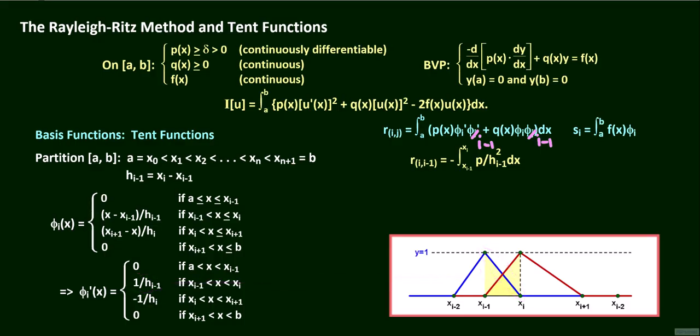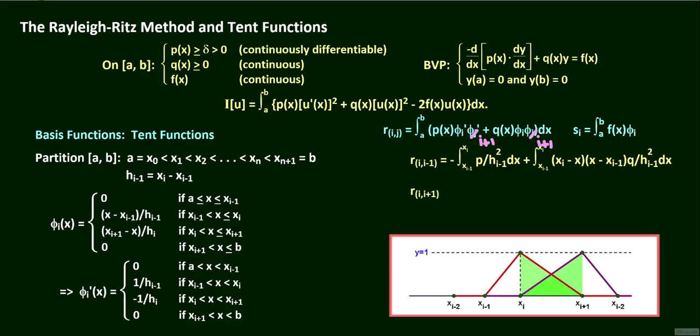On the same interval, phi sub i of x is x minus x sub i minus 1 over h sub i minus 1, while phi sub i minus 1 of x is x sub i minus x over h sub i minus 1, so that the integral of q times phi sub i times phi sub i minus 1 on the same interval is equal to this quantity. The value of these two integrals between x sub i and x sub i plus 1 is 0, since both phi sub i minus 1 and phi sub i minus 1 prime are 0 on this subinterval.